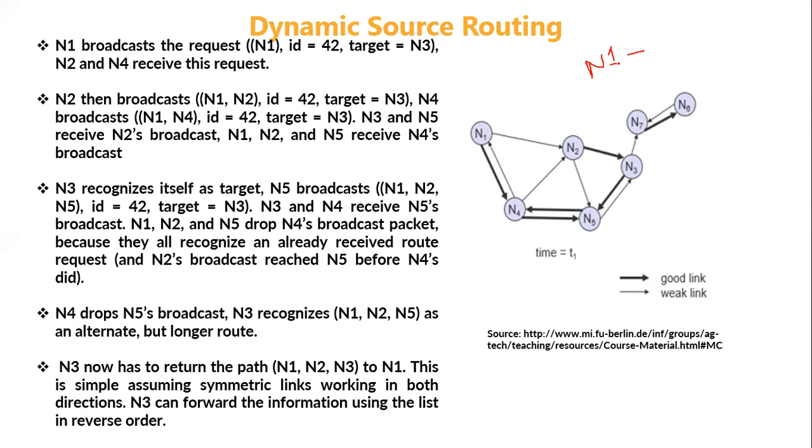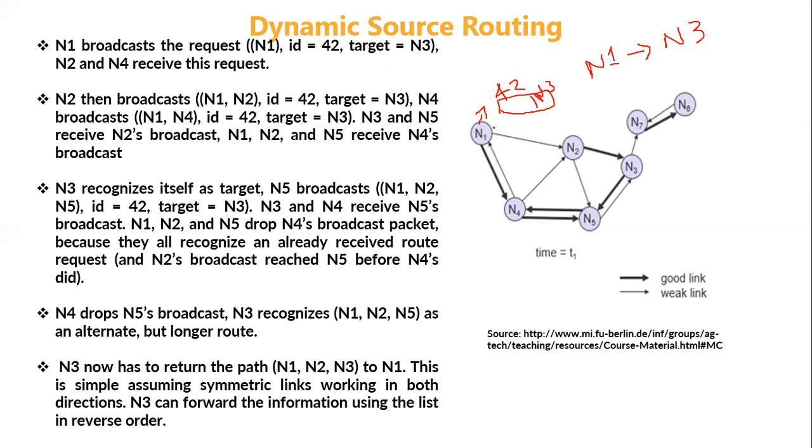Let us apply the algorithm we have discussed. N1 will send a route discovery packet. It will broadcast a route discovery packet with the destination address N3. It will also provide a unique identifier for this particular packet. Let us assume the unique identifier it gave is 42. So with this ID, it broadcasts this packet.